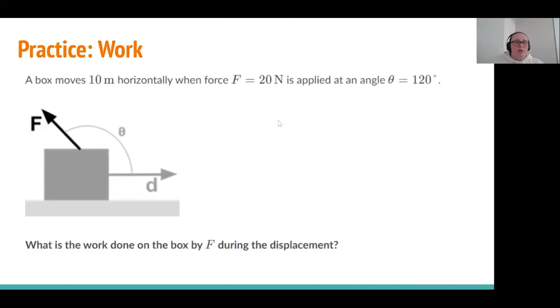So, individual force here, we have the block moving a distance of 10 meters horizontally to the right, as we can see in our distance vector. There is a force of 20 newtons applied at an angle of 120 degrees relative to the positive x-axis. So we want to know what is the work done on the box, specifically by the force F. There may be other forces acting on this, but we're only looking at force F right now.